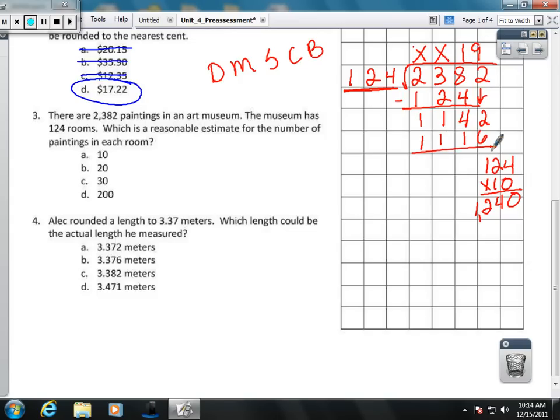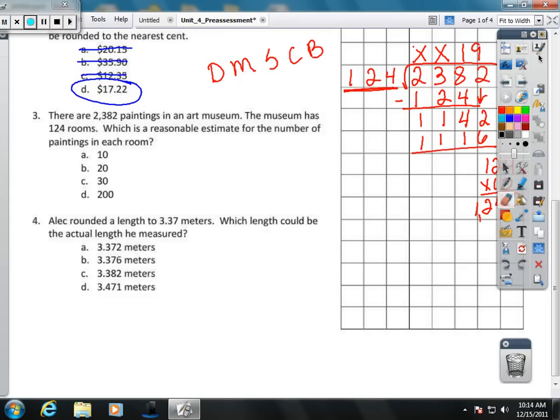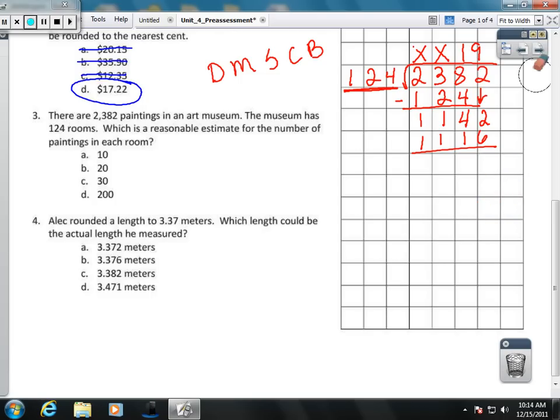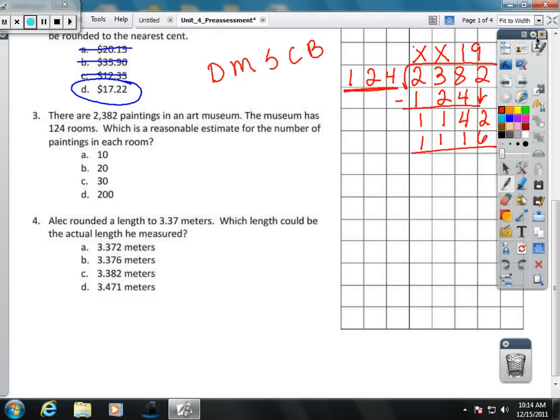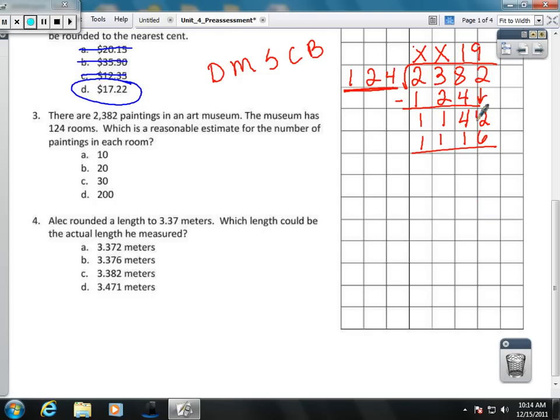So now I'm going to subtract. Let's get rid of this so I can have some room here to do my subtracting. Do this, do this, do this. 12 minus 6 is 6. 3 minus 2 is, or 3 minus 1 is 2. So I have a remainder of 26.